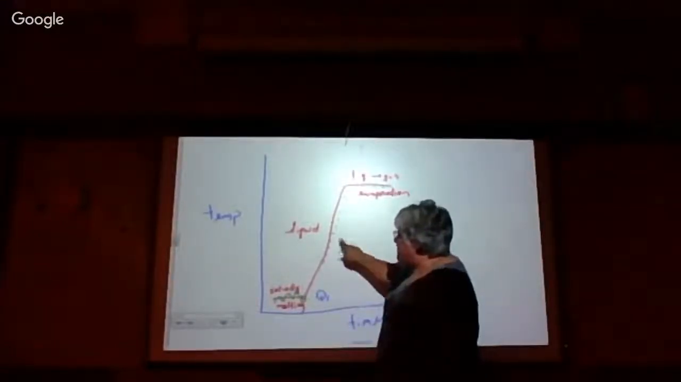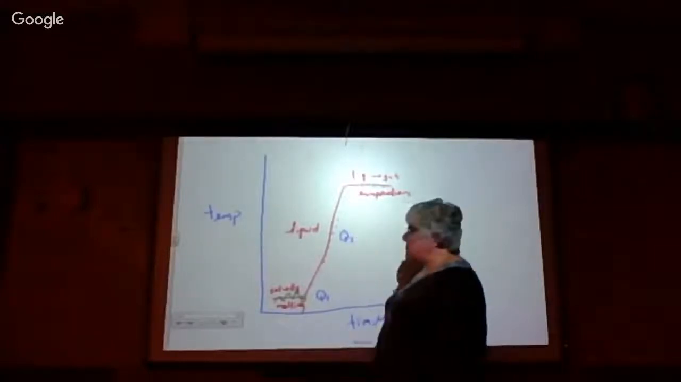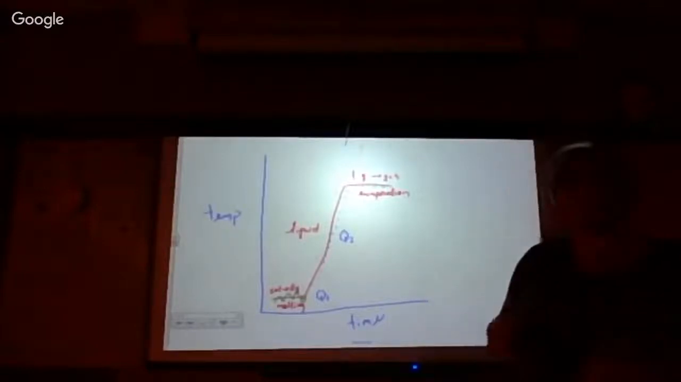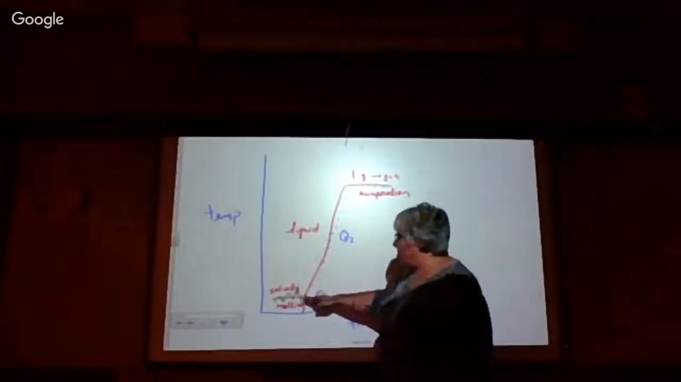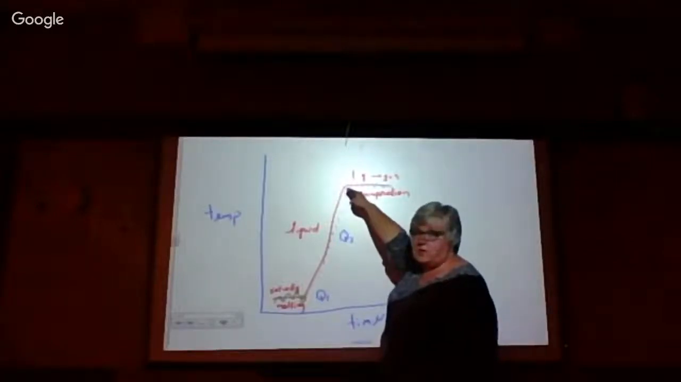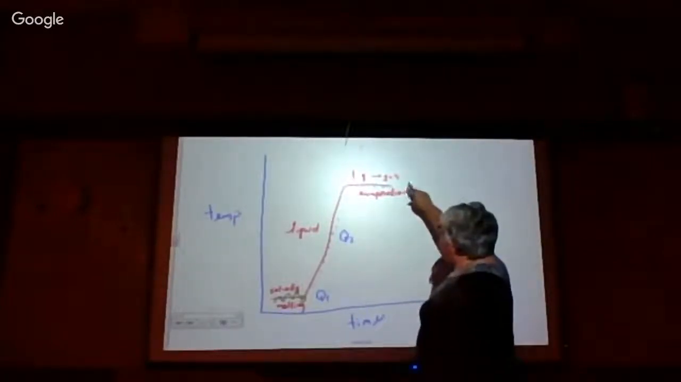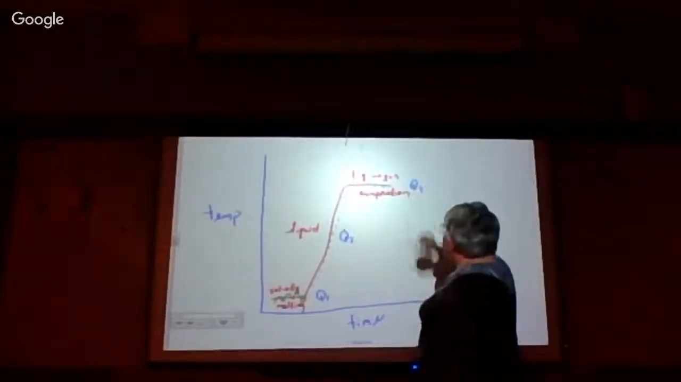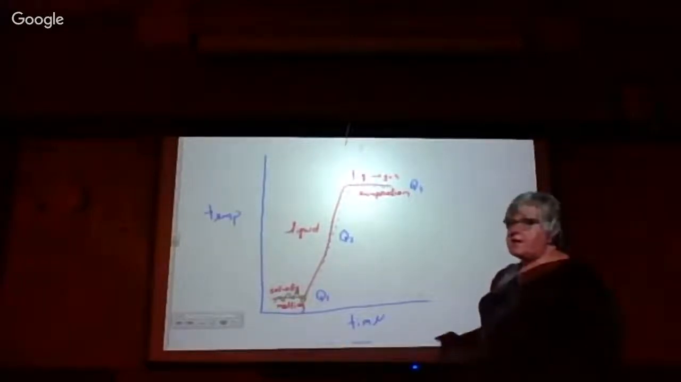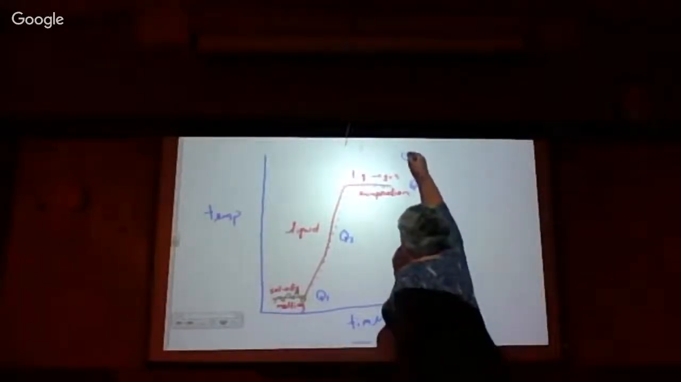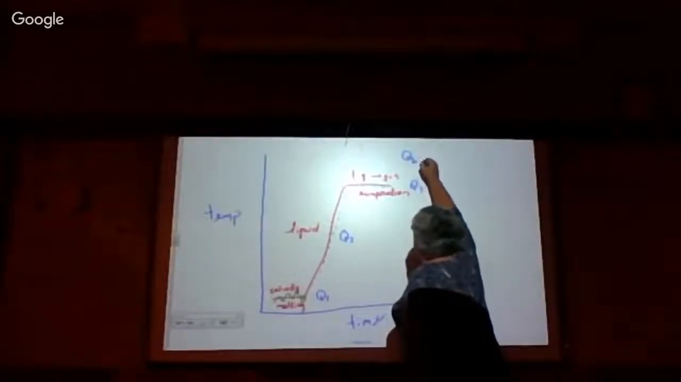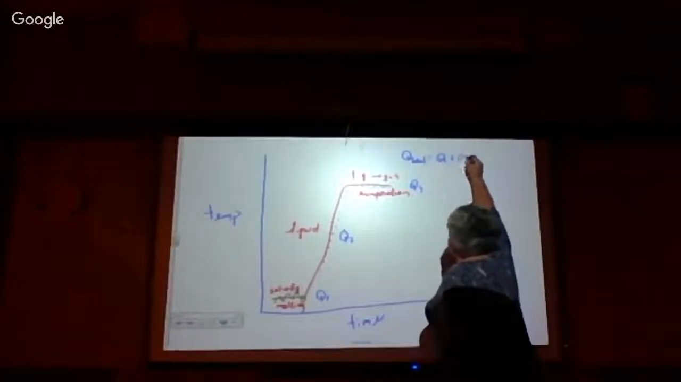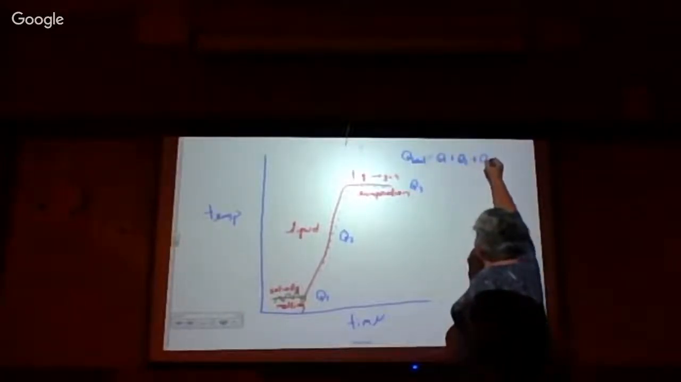So Q1 is the amount of heat that is needed to melt that ice, okay? We are going to call this middle part Q2. And Q2 is the amount of heat that's needed to go from this temperature to this temperature. And then this last part, we're going to call, what do you think? Q3. Q3, there you go. All right, so we have Q3. Now the total amount of energy, so we're going to call that Q subtotal, is equal to Q1 plus Q2 plus Q3.